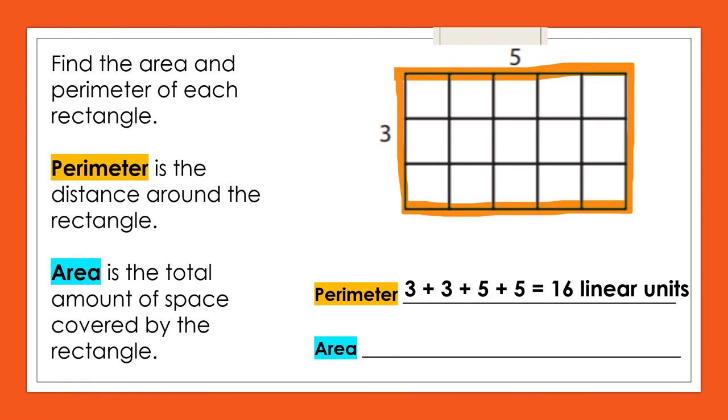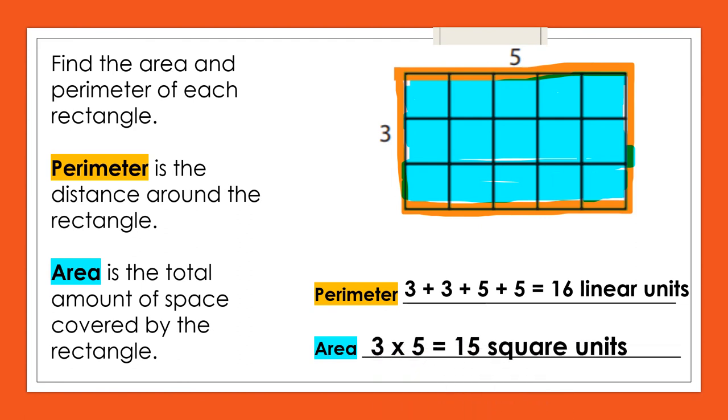Area is the total amount of space covered by the rectangle. To calculate the area, we can multiply 3 times 5, or think of this as 3 rows of 5 units. 3 times 5 equals 15 square units.